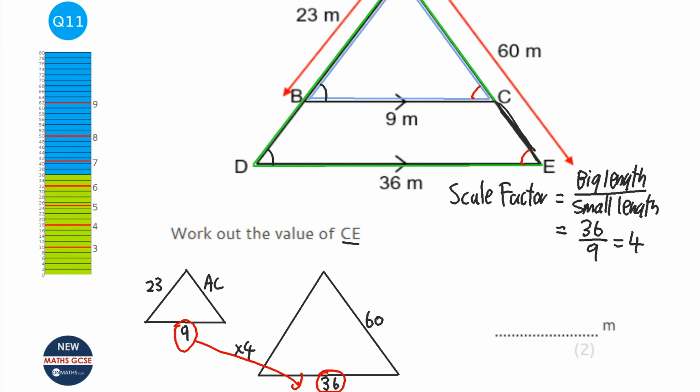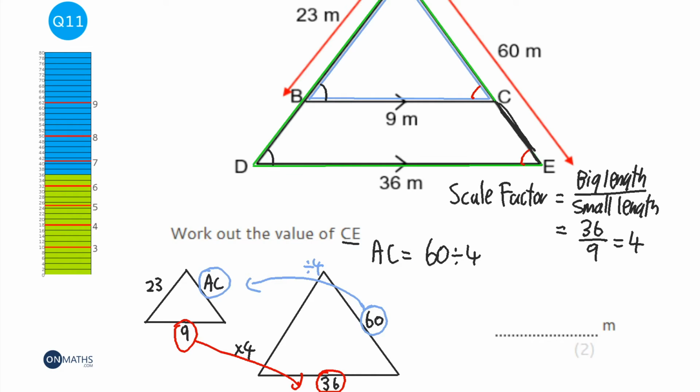Now, if we go from small to big, we times it by 4. But here we're going from big to small. So instead of times by 4, we're going to divide it by 4, because it's going to get smaller, isn't it? So we're going to do 60 divided by 4, and I should really write down what I'm doing. I'm doing AC, and that's going to be 15. So we know that it's going to be 15 here, for this bit, okay?